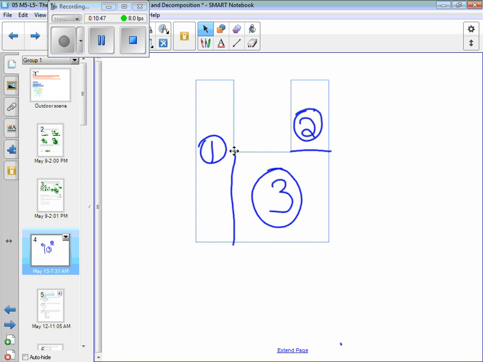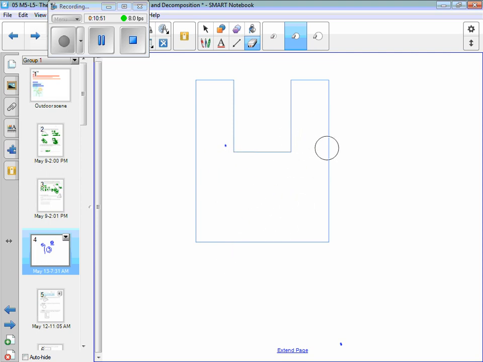Okay, ready? Does anybody see only 2 rectangles? And I'll give you a hint. Yes. You could conceivably make 2 rectangles with one line.